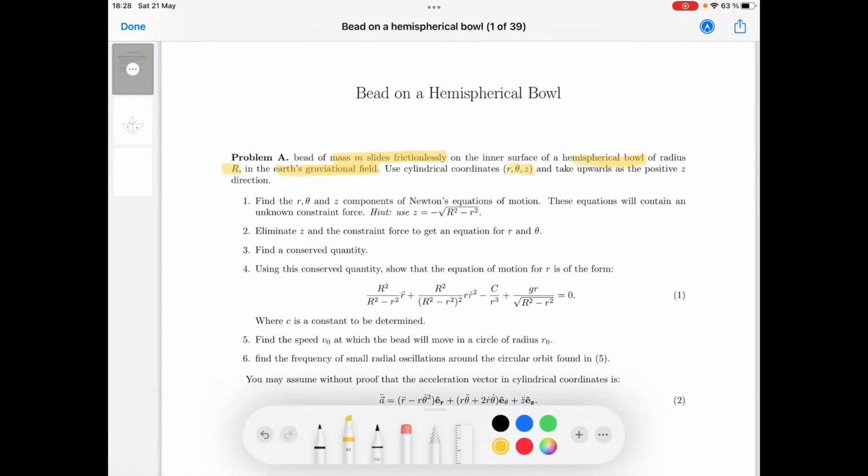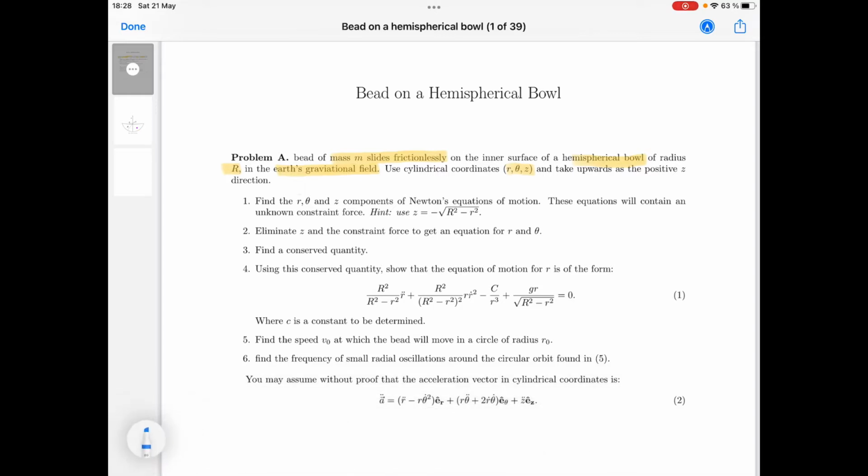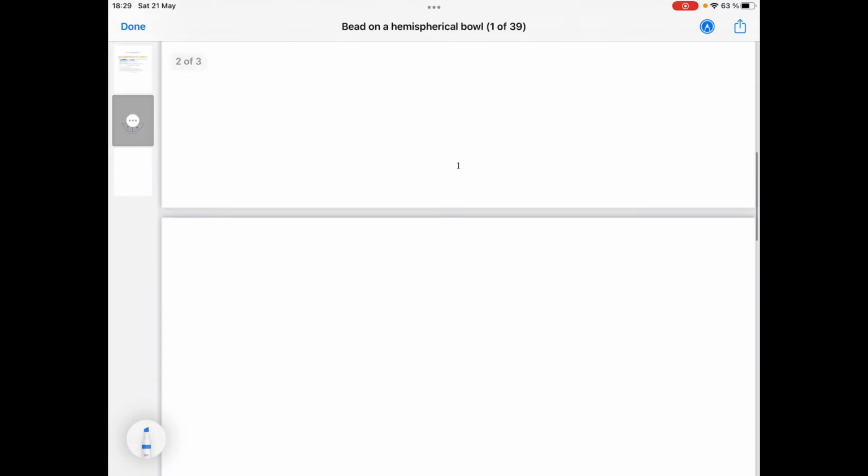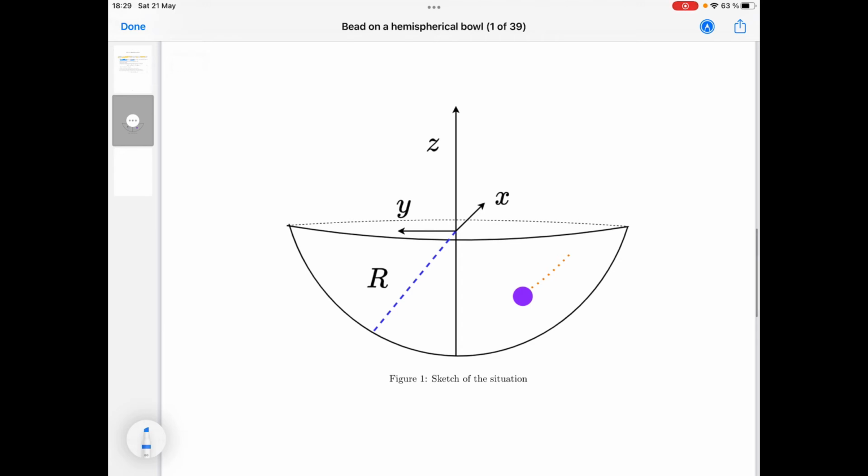In the first question of this problem, we want to find the r, theta and z components of Newton's equations of motion, and we're told that these equations will contain an unknown constraint force. As a hint, we're told to use z equals minus the square root of capital R squared minus little r squared. I've drawn a sketch of the situation on the page below, and we want to find the Newtonian equations of motion.